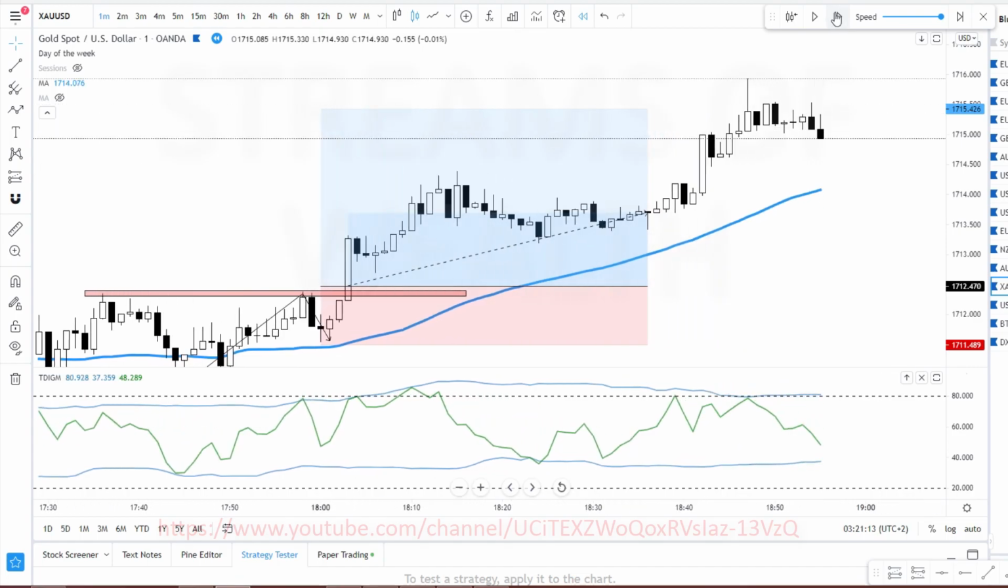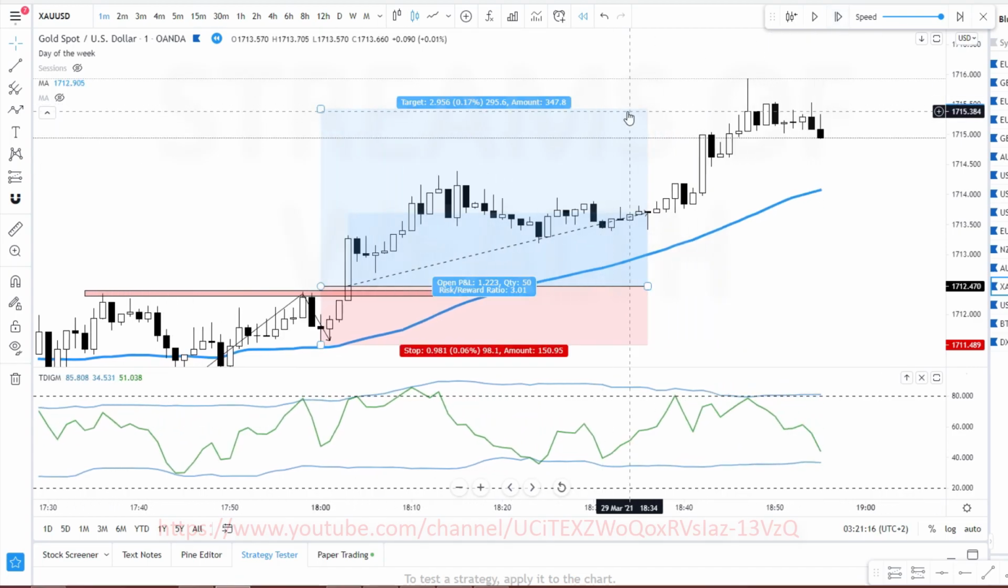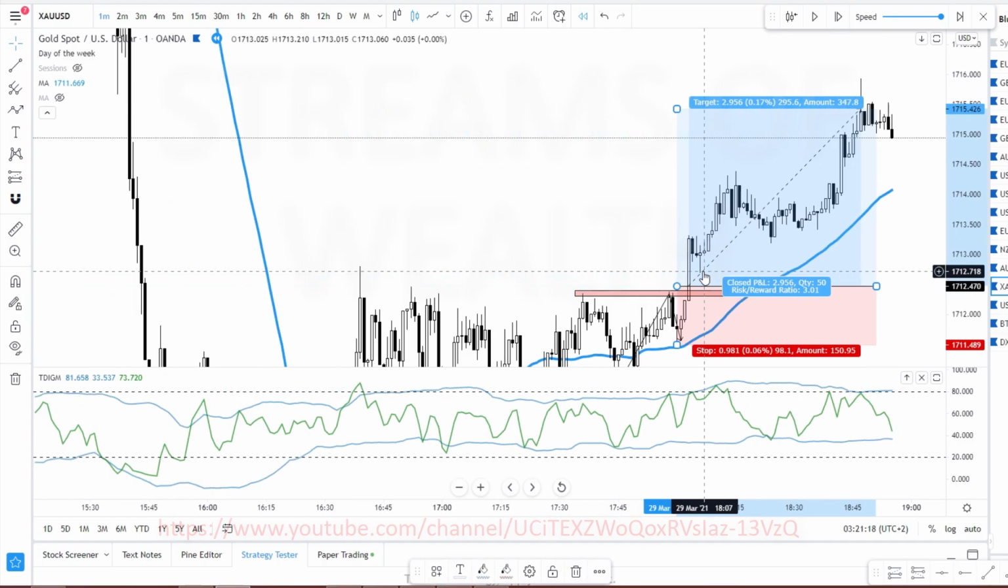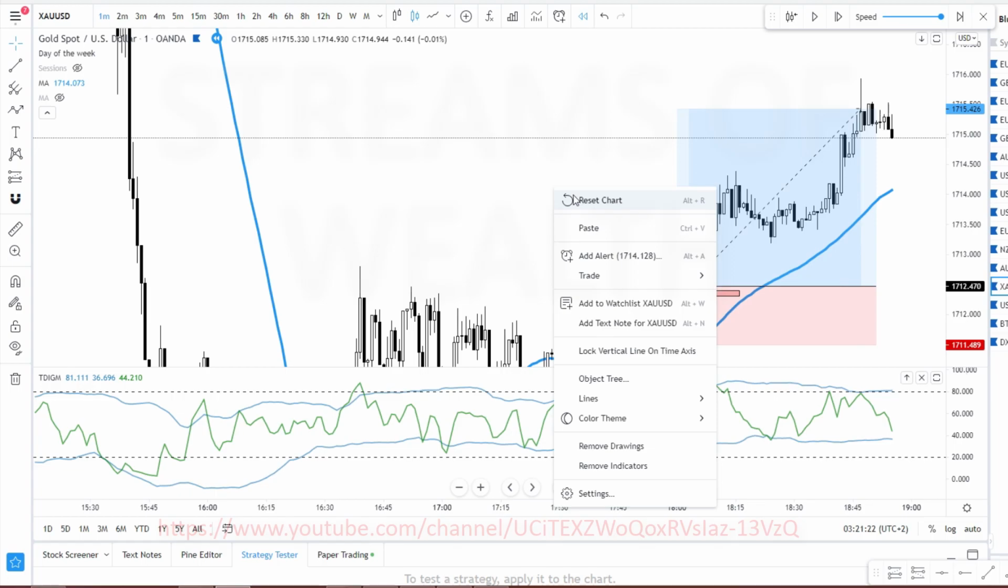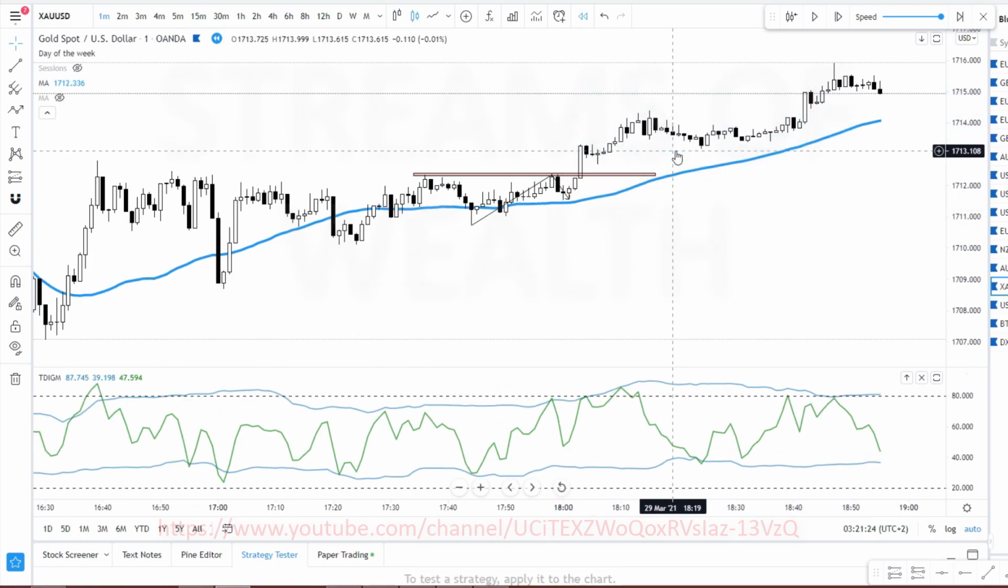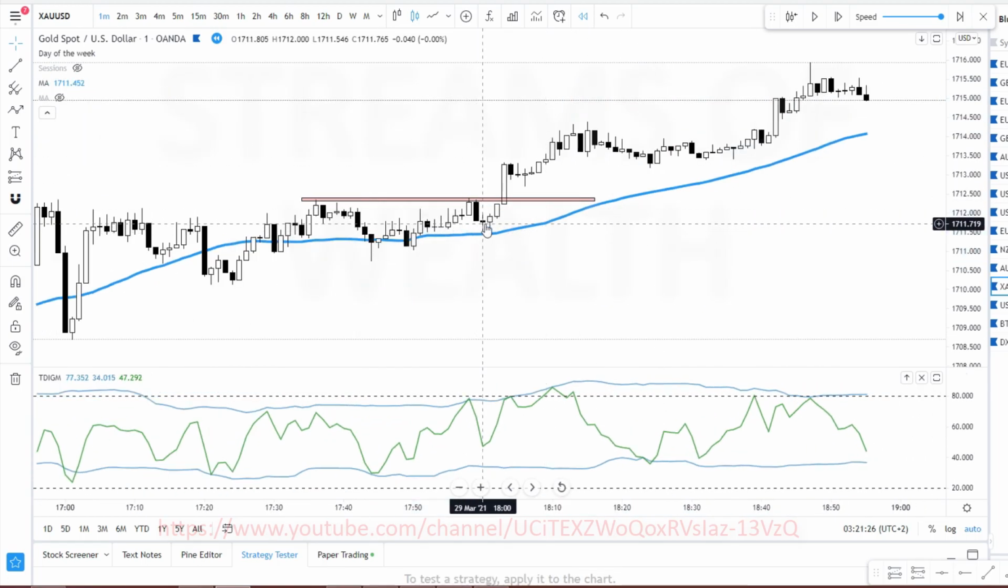And as you can see, we close partial and we hit 1 to 3 risk to reward. So another trade, very good. Another profitable trade. The rules were met. As you can see, these rules are not playing.